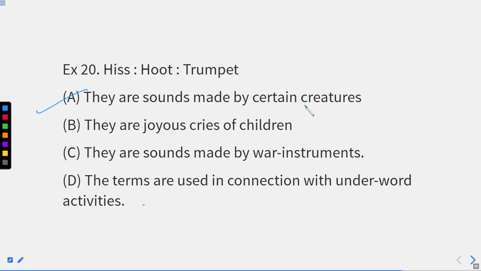So answer number A will be there, right? Made by some creature, because we know a snake makes this sound, trumpet is a sound made by some other animal, some kind of insects. Hoot is also a sound made by some animal, right? All animals will be considered as some creatures. So they are the sounds made by some creatures. I hope this part is also clear, right? Option number A I have already marked.